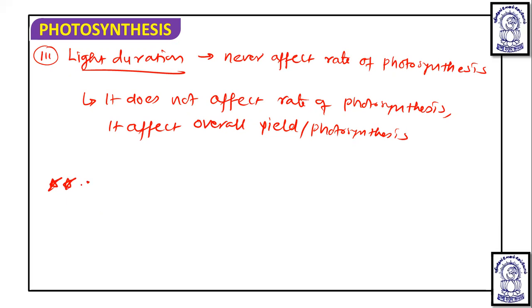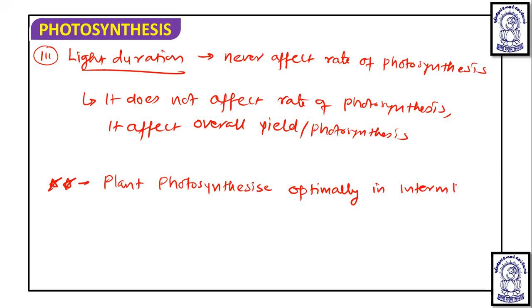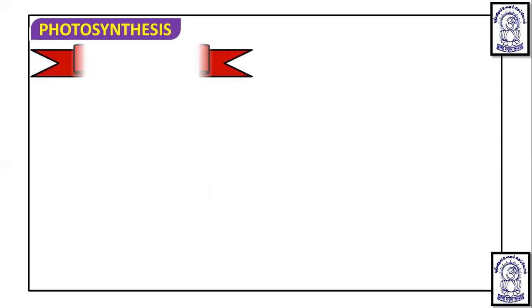And note, important, that plants photosynthesize optimally in intermittent light. Okay, so that is the important thing. So this is light as an external factor.